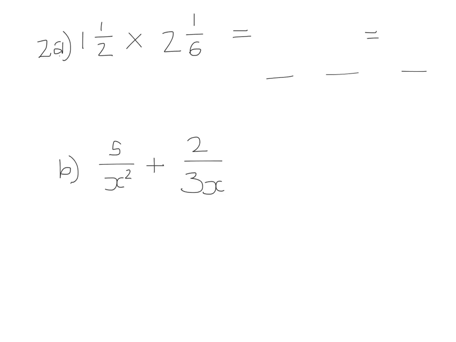Part B, algebraic fractions. Remember, in order to add fractions, you need the denominators to be the same. Therefore, a good start would be to multiply that by 3 and multiply that by x, so that your denominator is 3x squared. Remember, whatever you do to the bottom, you have to also do to the top.